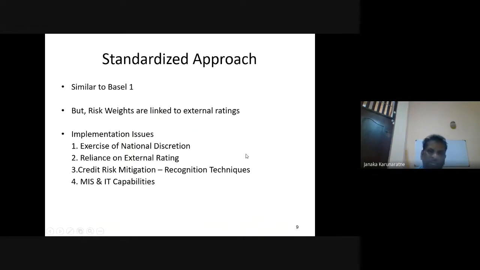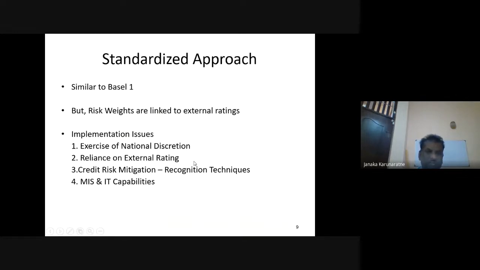are required to get external rating for certain categories of assets, right? For the purpose of credit risk computation. In doing so, probably certain issues arise. So how do you exercise your national discretion? Because if you look at rating agencies in different countries, maybe a little bit different. So are we confining to an international rating agency or a domestic rating agency? So it's up to the relevant regulators.